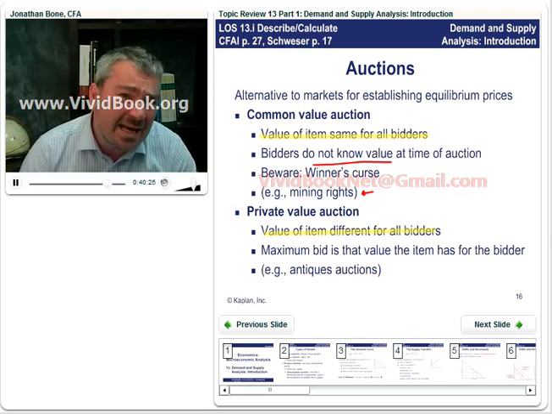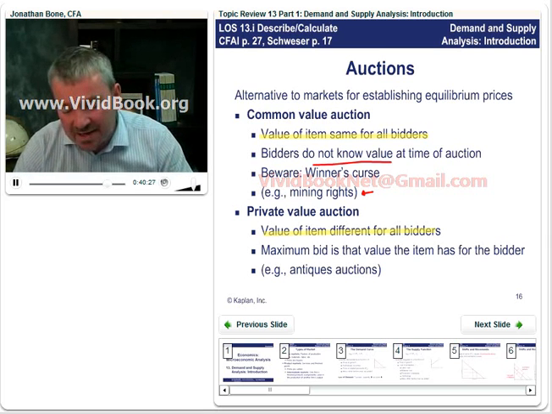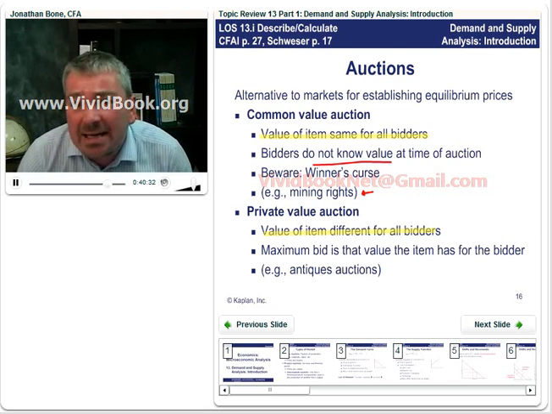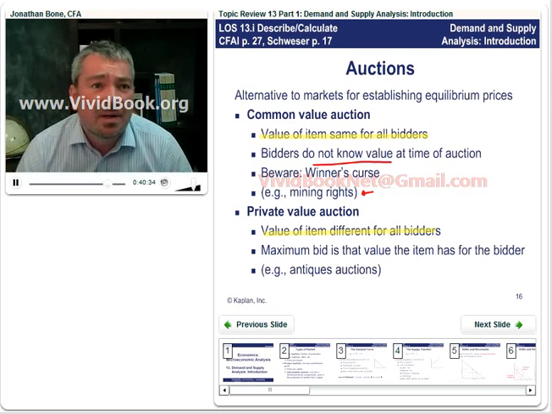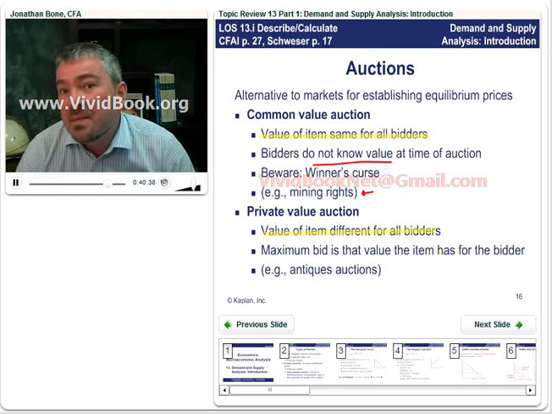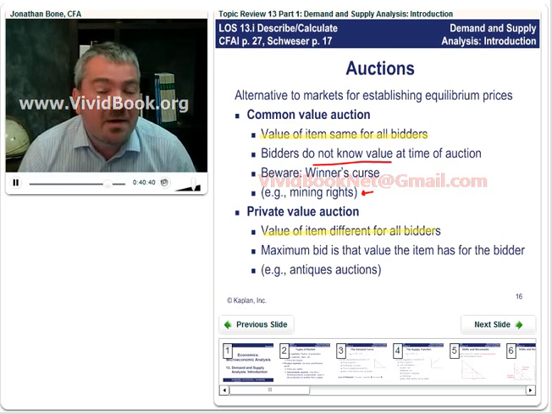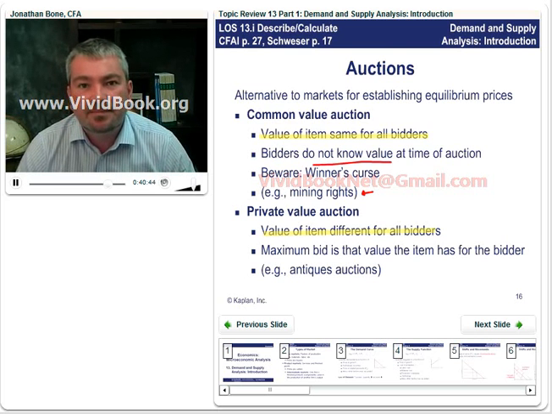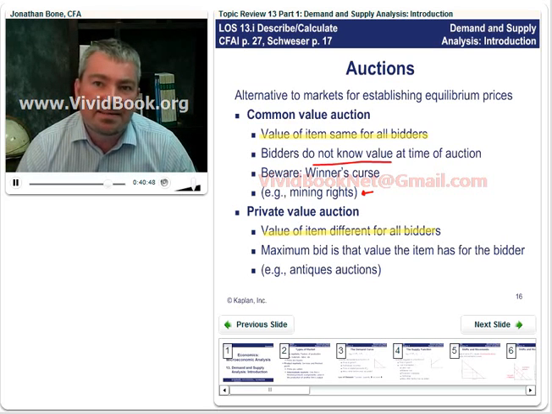In other words, each bidder puts a subjective valuation on the item. I think of this like, we said antique auction, that's a classic example. What is a painting worth to you? Well, it might be worth more to me than it is to you, or vice versa. It depends on our own preferences and tastes. Now notice the maximum bid is the value of the item for the bidder.